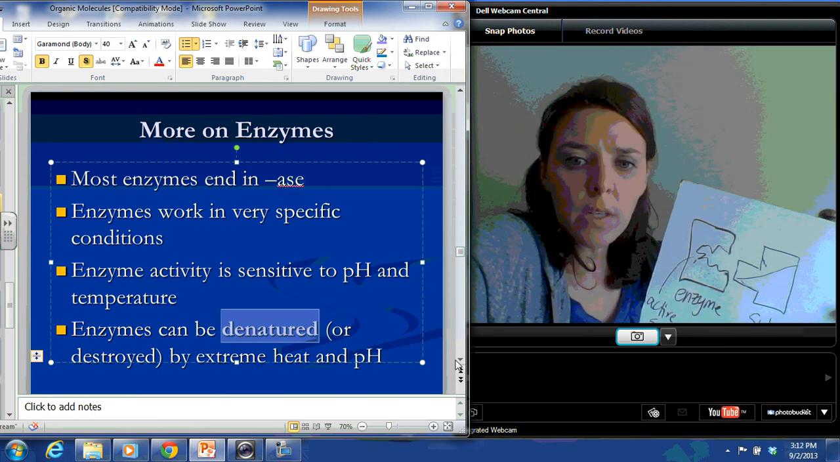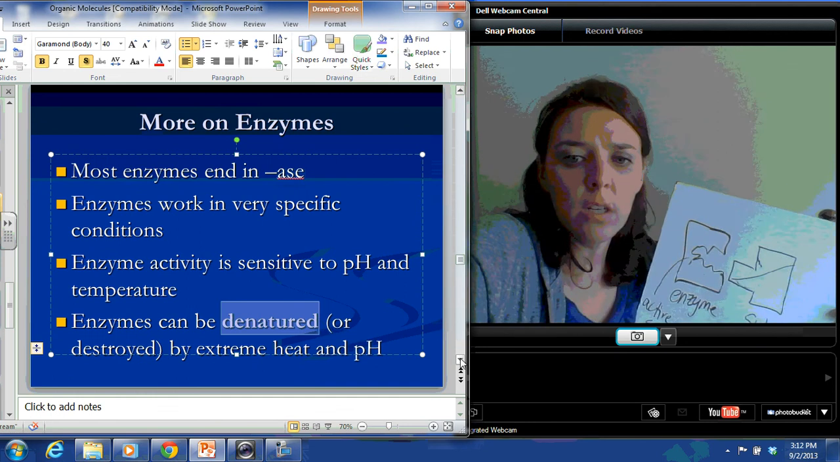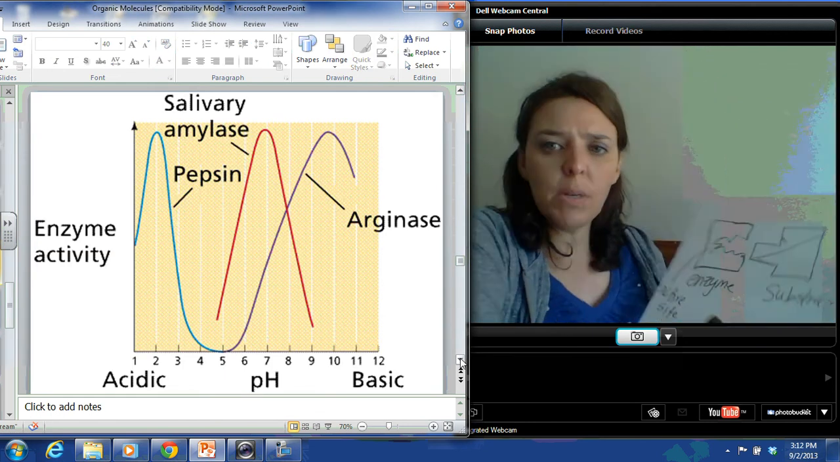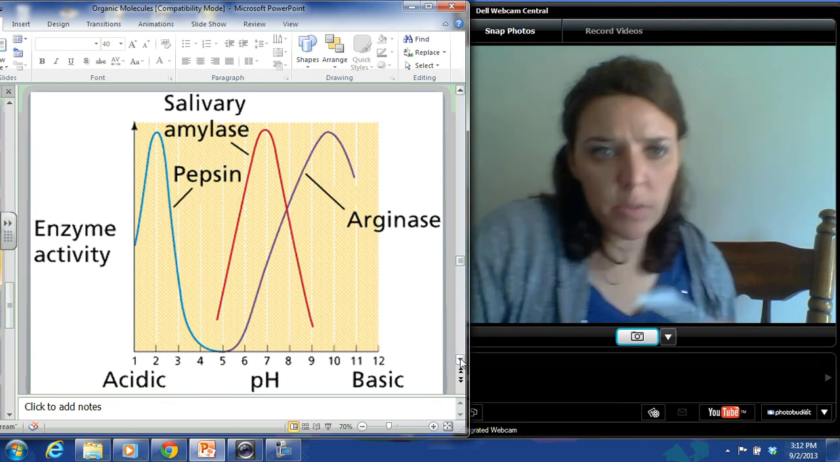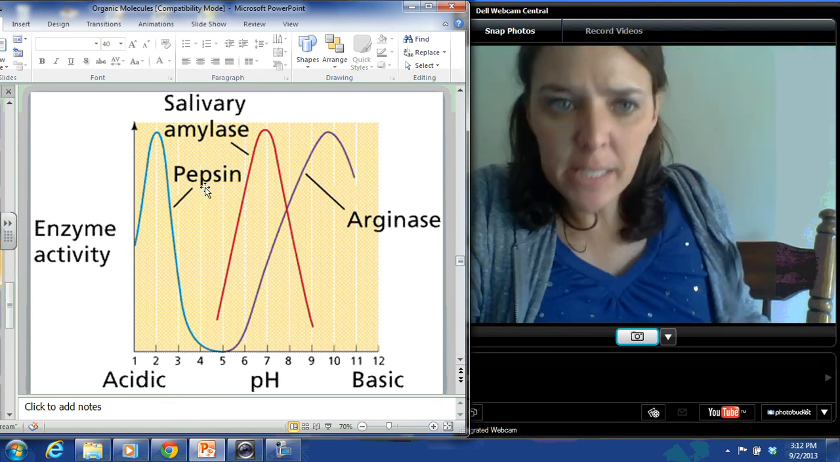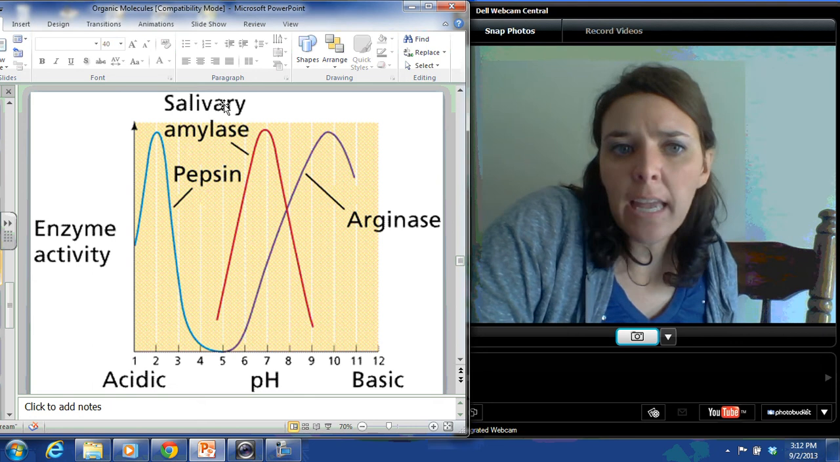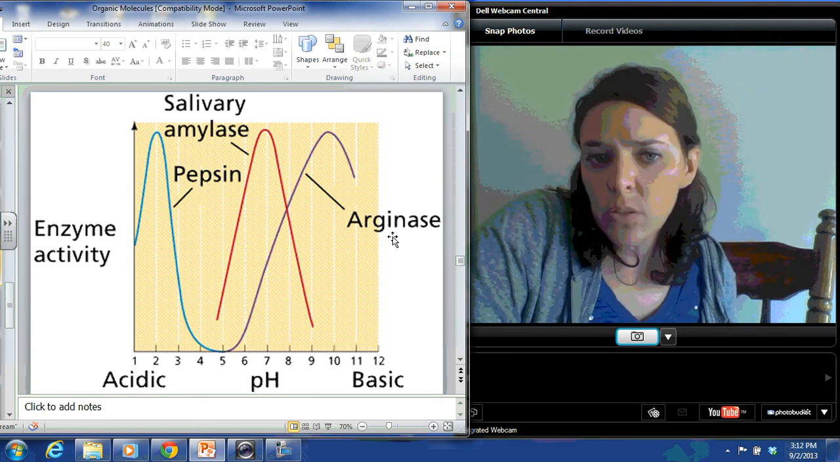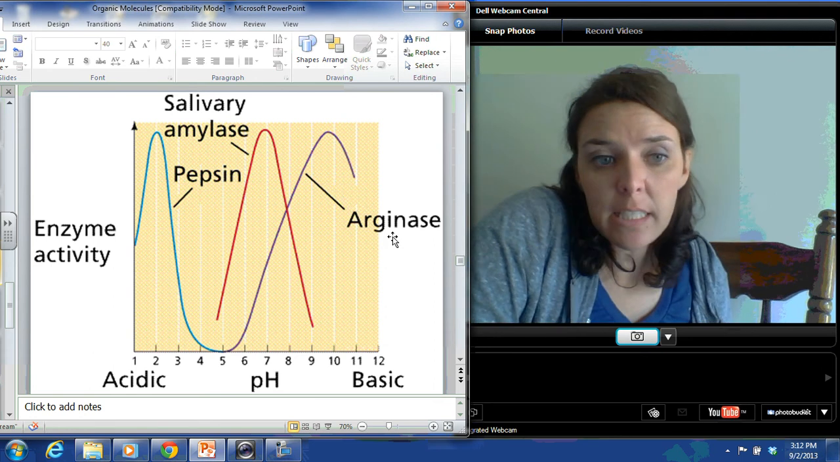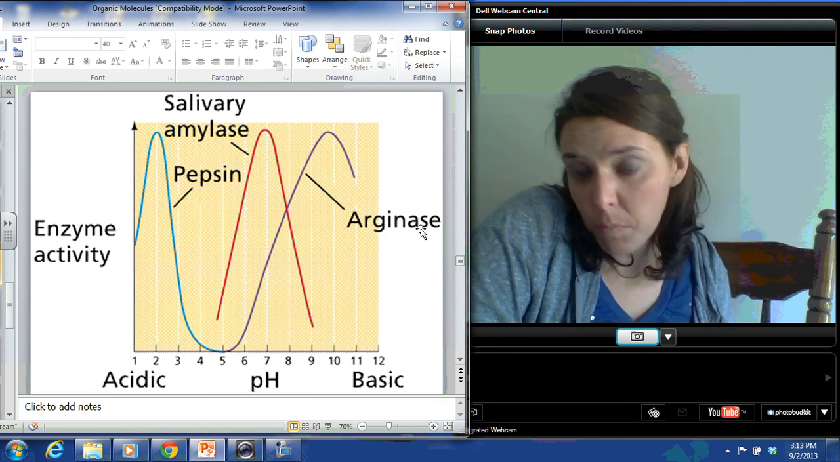So in this picture, you can see what's happening. This is showing 3 different enzymes. This is pepsin, which is found in your stomach. This is amylase, salivary amylase, which is found in your mouth. And this is arginase, which is found in your intestines. Again, you can see it ends in ase, so it must be an enzyme.